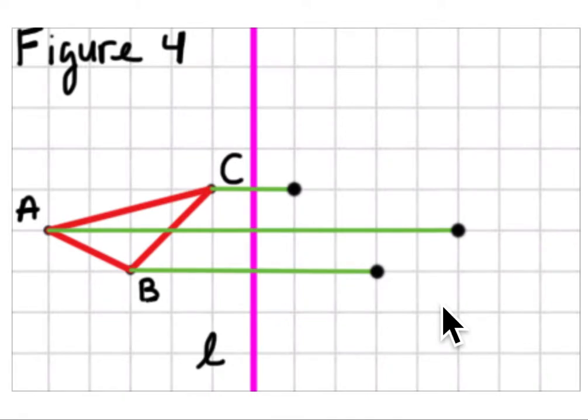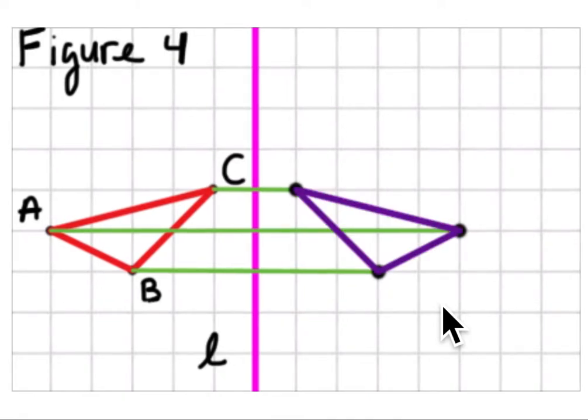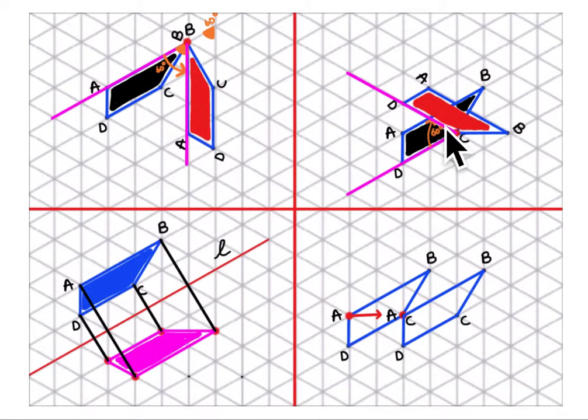So place each of those points, and if I label them, they would be A prime, B prime, and C prime. All right, so figure 3 I already did. Figure 4 was the translation that we just did.